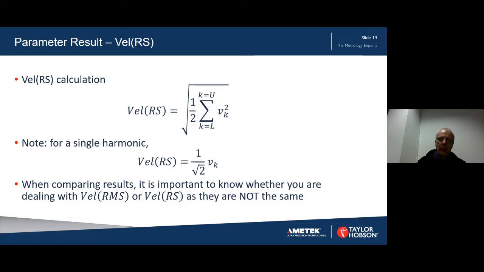Most importantly, when measuring a single harmonic, i.e. when U equals L, Vel RS is the velocity amplitude divided by the square root of 2. In general, Vel RS and Vel RMS are not the same. It's important then when comparing results from one system to another to know which parameter has been calculated.